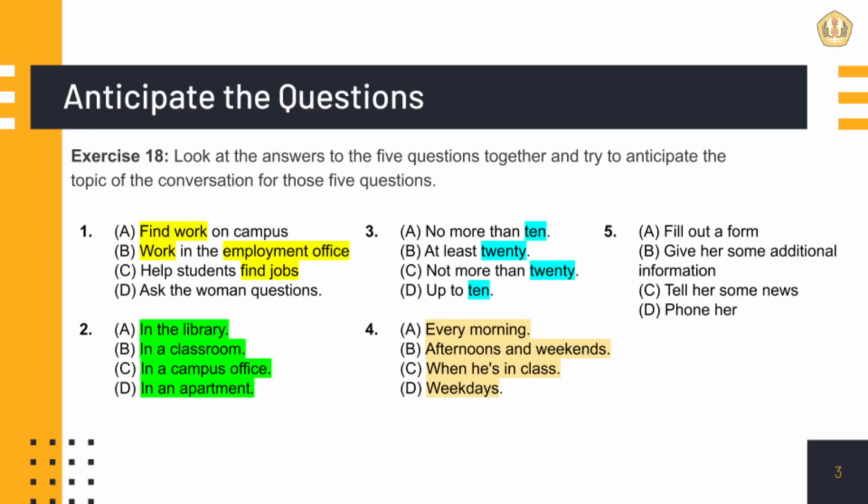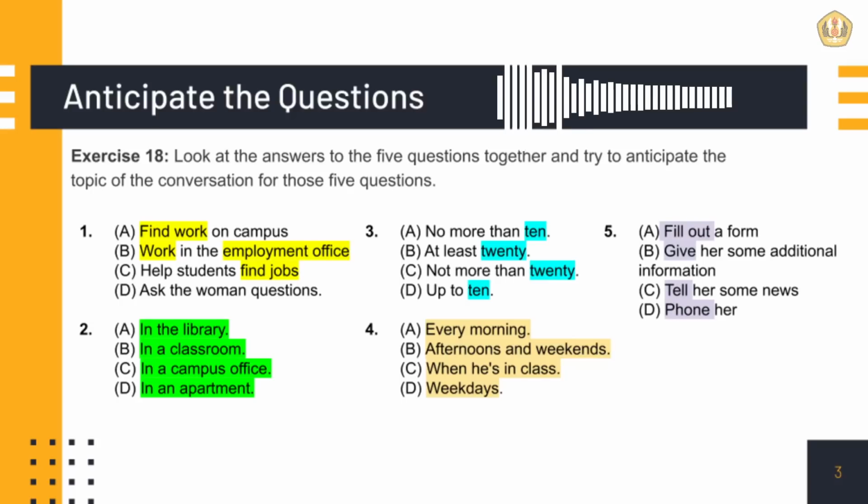Number four, as you can see here, all of the options indicate that it could be a question of when: every morning, afternoons and weekdays, when he's in class, or in weekdays. Probably the question will be about when a student can actually do his or her part-time job, right?